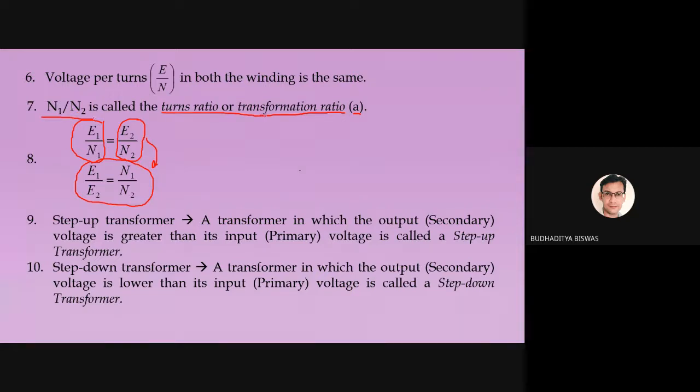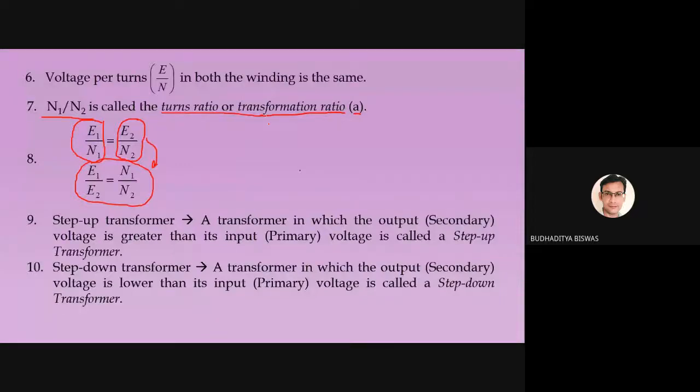Okay, now what is called primary, what is called secondary? Turns, it is called the turns ratio. Turns ratio here I denoted as A. In some of the books, different symbols. Generally, some small letters are used to denote this turns ratio. And E1 by E2 equal to N1 by N2.